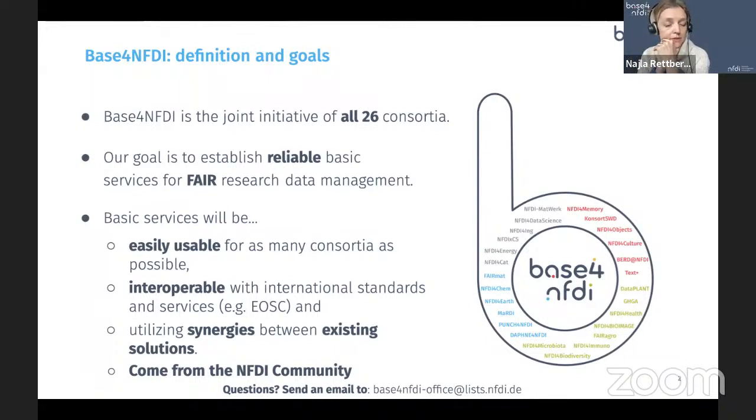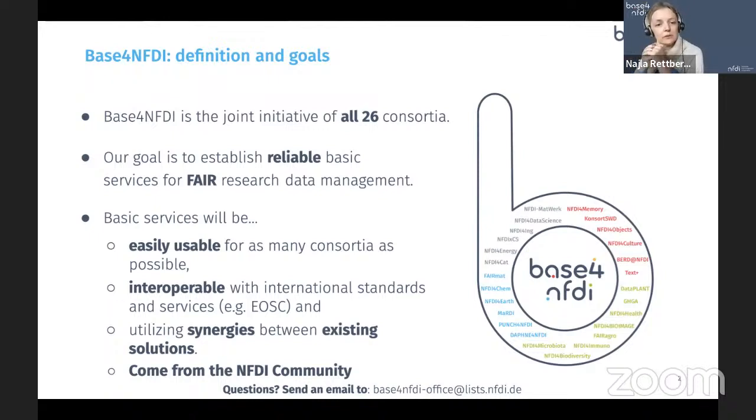And they should also be interoperable with different standards within Germany and also outside, with, for example, the European Open Science Cloud and also other international federated data sharing systems. And the important thing here is that they're using existing standards and communities within the German research community and bringing these together and understanding these different synergies. So the services shouldn't be built from scratch. They should be bringing the different players together to create these services.